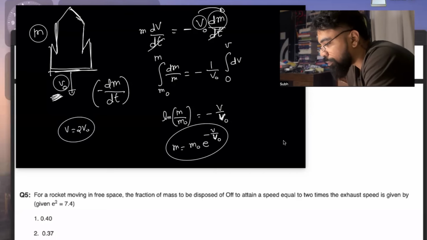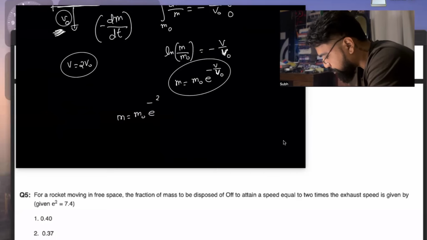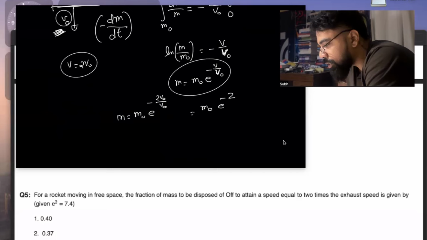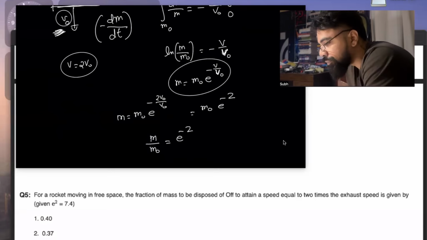See, read the problem properly. The problem is asking that the rocket has to attain a speed equal to twice the exhaust speed. That means V has become 2V naught. So you put this data in the equation. So m is equal to m naught e to the power minus, instead of V, I'll put 2V naught by V naught. So m naught e to the power minus 2. Okay. So what I'm getting, m is the remaining mass, m naught was the initial mass. This ratio is e to the power minus 2.